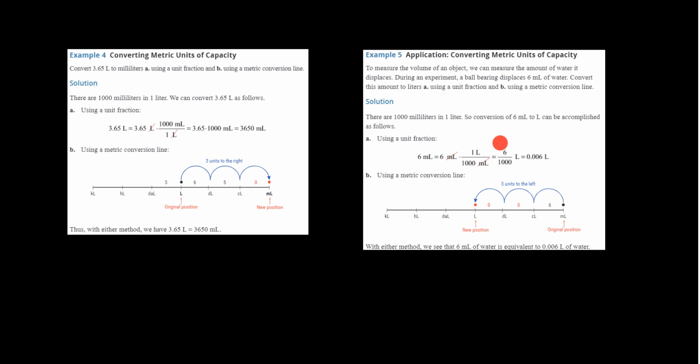And again, the better way, I think, is using the metric conversion line. We're starting at milliliters. We want to get to liters. Well, that is 3 units away. We go from milli to centi, centi to deci, deci to liters, or deci to the unit measurement. That's 3 decimal places to the left. So we take that 6, and then we take the decimal point place and move it 3 units to the left to get to 0.006.